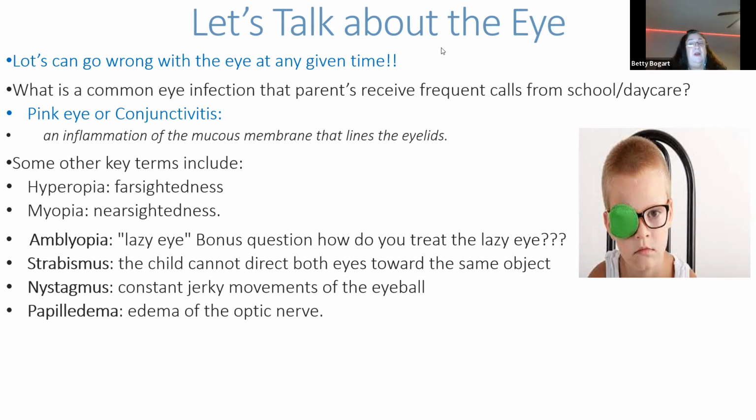Amblyopia is also called a lazy eye. How do you treat a lazy eye? Well, you make it work. You patch the good eye. Let that lazy eye, those muscles work and get stronger. Strabismus: both eyes can't focus on the same thing at the same time. That is strabismus. And nystagmus is when you see the eyes sort of moving side to side. And papilledema is when your optic nerve gets swollen, and this is going to cause visual disturbances.